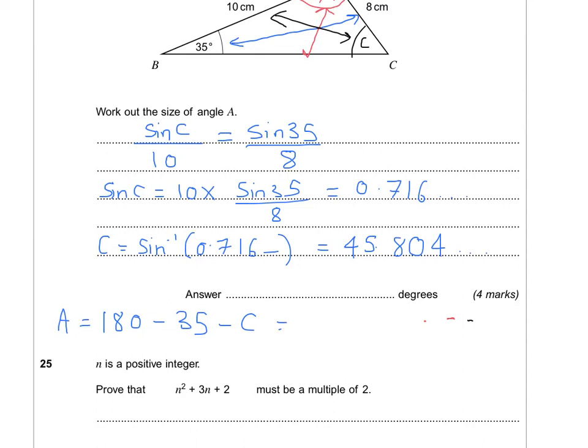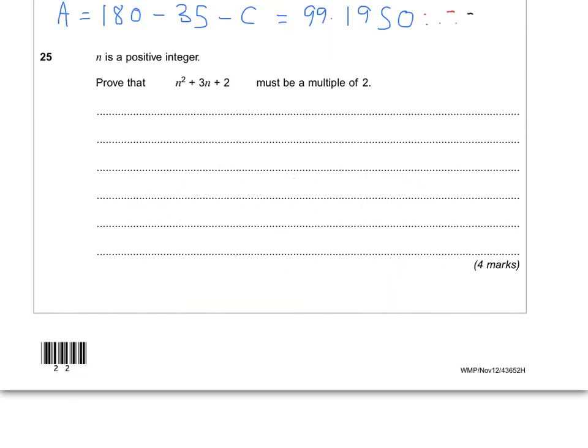And this gives us an answer of 99.1950 dot dot dot. So angle A is 99.2 degrees to 1 decimal place. Question 25. N is a positive integer. Prove that n squared plus 3n plus 2 must be a multiple of 2.